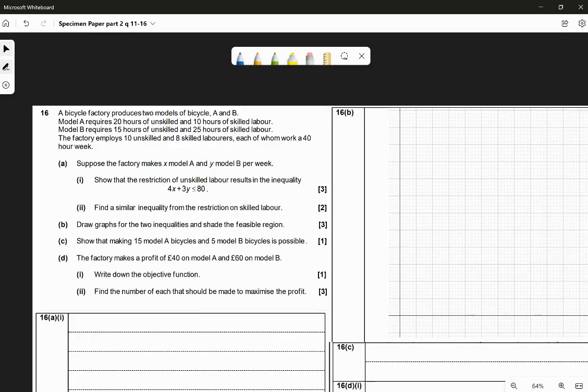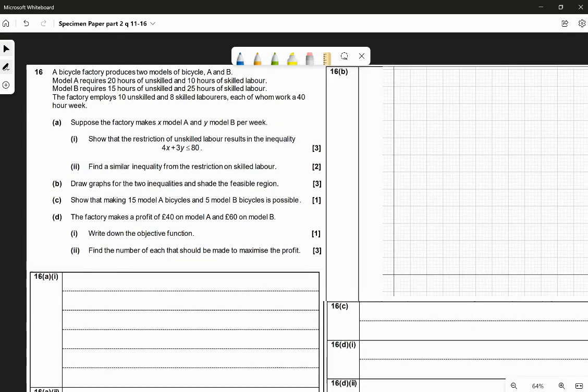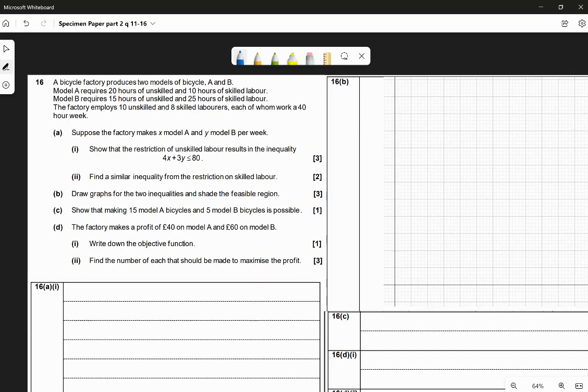Okay, final question, question 16. A bicycle factory produces 2 models of bicycle, A and B. Model A requires 20 hours of unskilled and 10 hours of skilled labor. Model B requires 15 hours of unskilled and 25 hours of skilled labor. The factory employs 10 unskilled and 8 skilled laborers, each of whom work a 40-hour week.